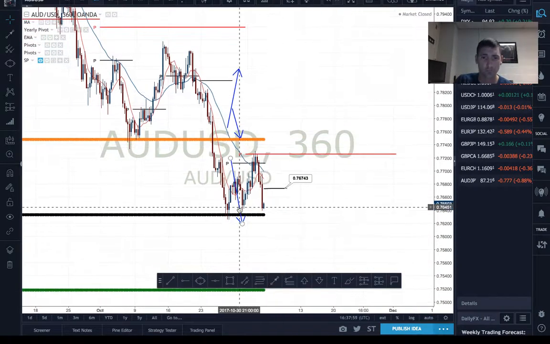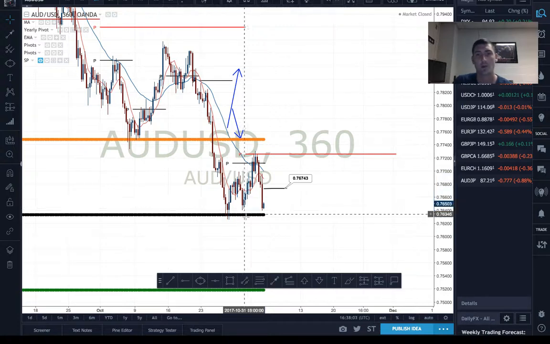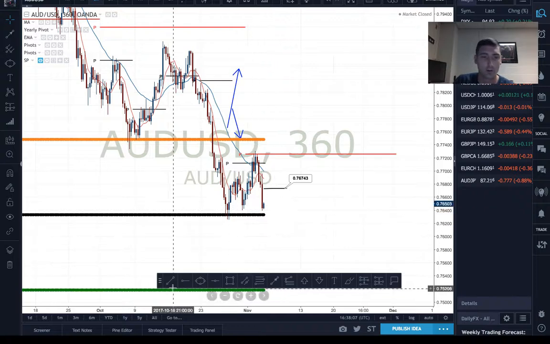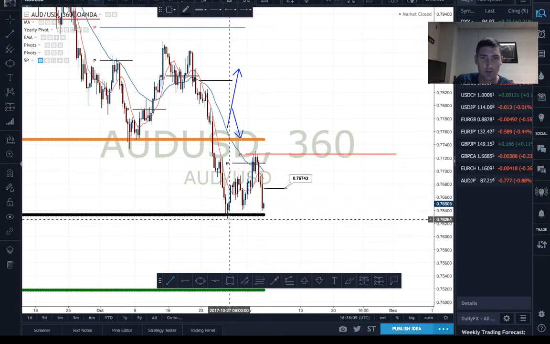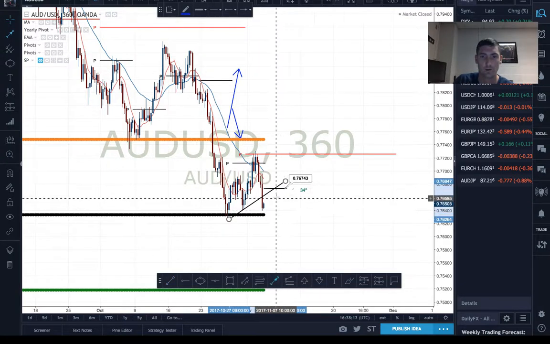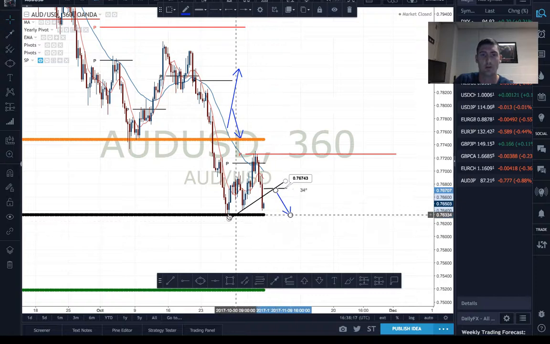Australian dollar. Price is currently below the weekly pivot and heading lower. The weekly pivot does make a great area for a retest for price to continue lower. For now, look for this low right here to act as a support until we break through.